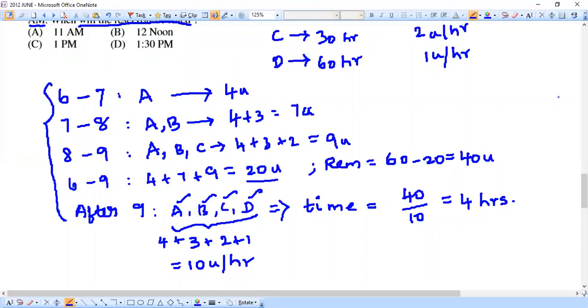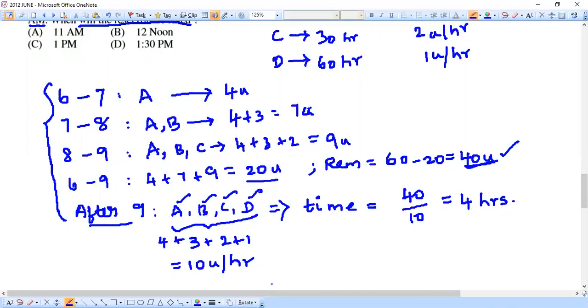But how much work do we have pending? How many units of work are pending? We have 40 units remaining. Now, if they can do 10 units in every 1 hour, how many hours will it take for them to complete these 40 units? That calculation is what we are doing here. 40 by 10 will give us 4 hours. So after 9, it will take 4 hours for them to complete the work.